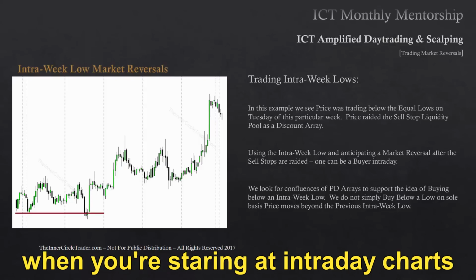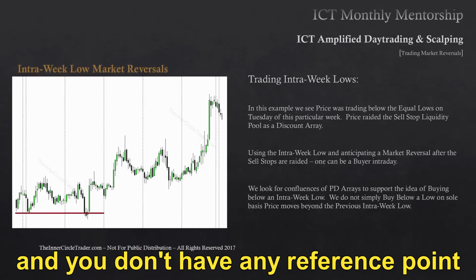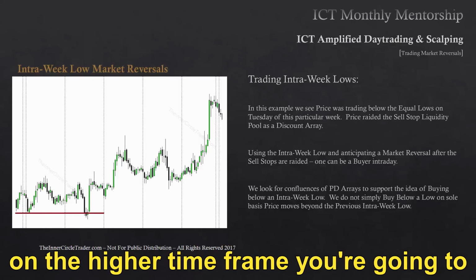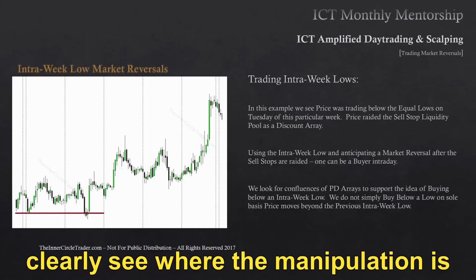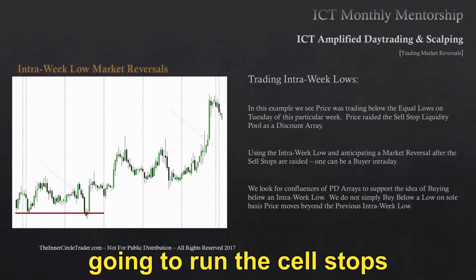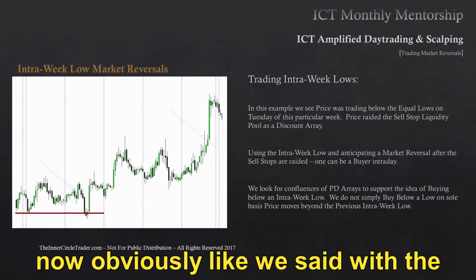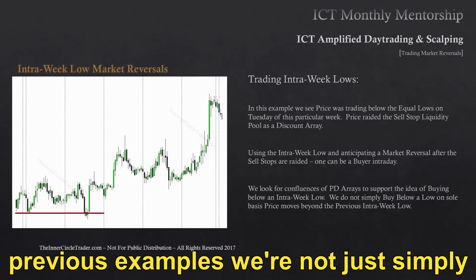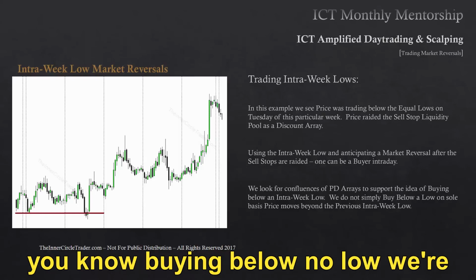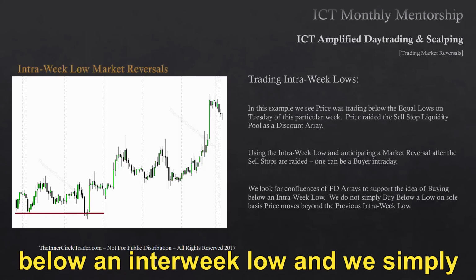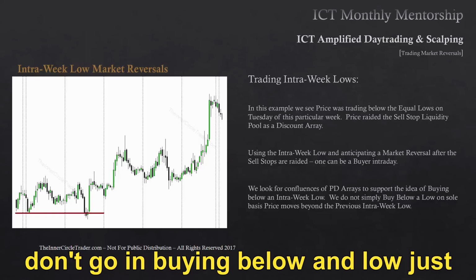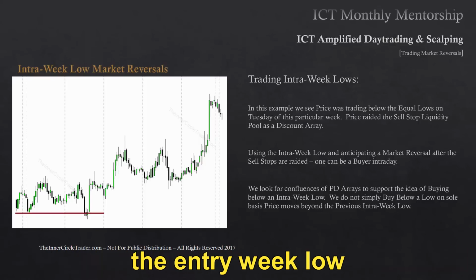When you're staring at intraday charts and you don't have any reference point on the higher time frame, you're going to miss these beautiful scenarios where you can clearly see where the manipulation is going to take place and where they're going to run the sell stops. Now, obviously, like we said with the previous examples, we're not just simply buying below an old low. We're looking for confluences from the PD arrays to support the idea of buying below an intra-week low. And we simply don't go in buying below a low just because the price moves beyond the intra-week low.